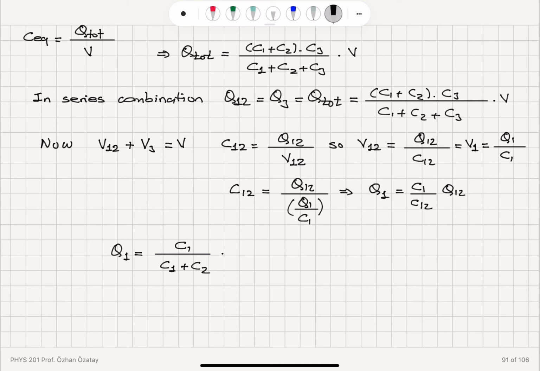That is C3 times C1 plus C2 divided by the sum of the capacitances C1 plus C2 plus C3, multiplied with the potential of the battery V.